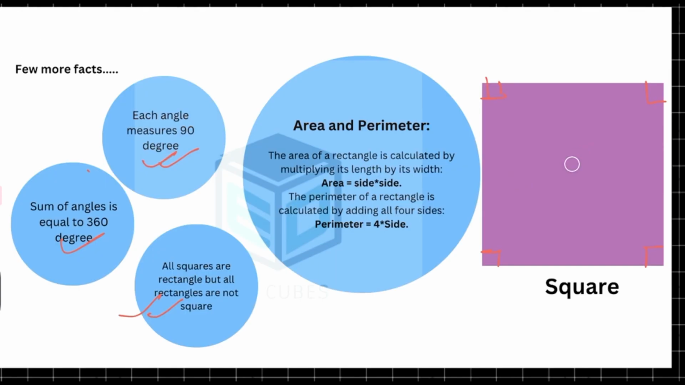Now, area and perimeter. In order to find the area of the square, what do we do? This is the side length. We multiply side length with side length and we get the area. In order to find the perimeter, which is nothing but the sum of the lengths of the boundary, we add side plus side plus side plus side. That is nothing but 4 into side length. I hope it is clear to you all.